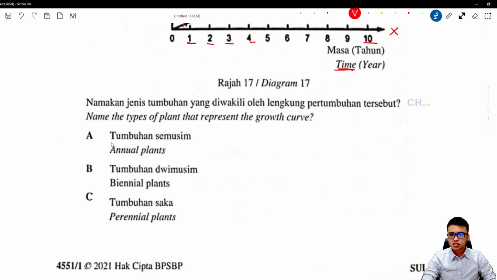So the answer here: annual plants is 1 year, okay? Biennial plants is 2 years. Perennial plants, infinity. They will keep on repeating the cycle. So the answer should be C. Answer here, C.